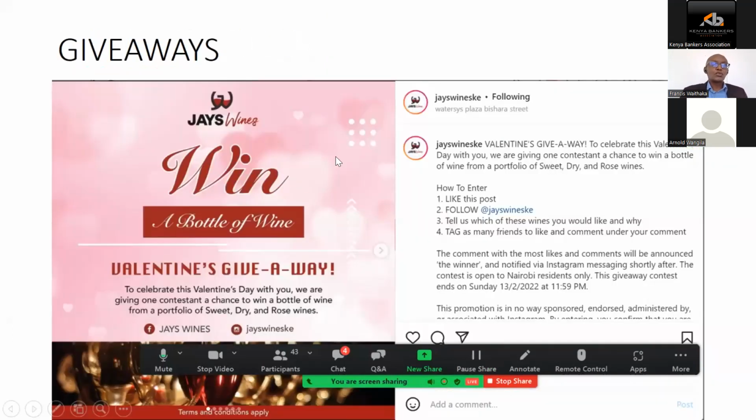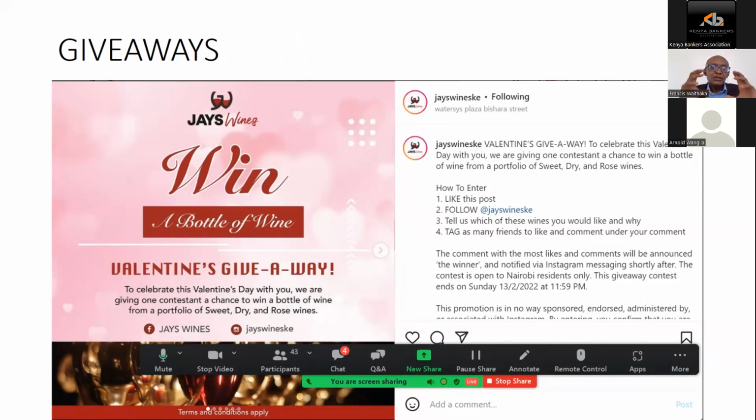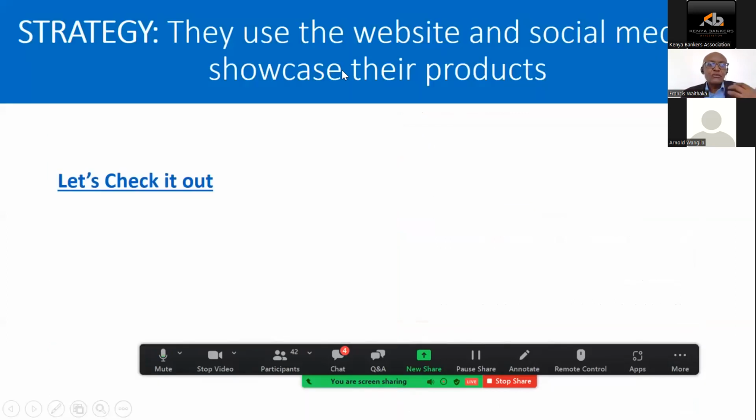If you look at their social media, especially Instagram, they really do giveaways. They offer giveaways as a way of incentivizing people to interact with them. So that has been a massive win for them in terms of building brand awareness and creating interest in their product. But in terms of strategy, they have relied on the website and social media.